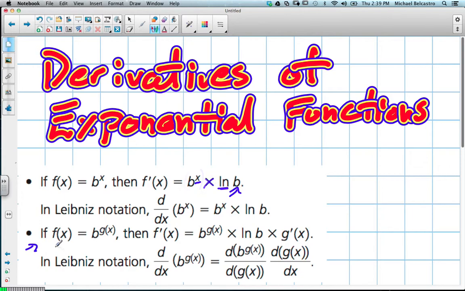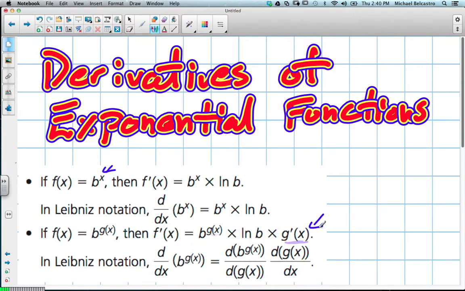If we run into a case where our function is equal to an exponential function where the base has an exponent of another function, then the derivative of that function is equal to what we started with, the base to that function, multiplied by ln of the base, then multiplied by the derivative of that function, the exponent, okay? The derivative of g of x. That's if it's not just x.